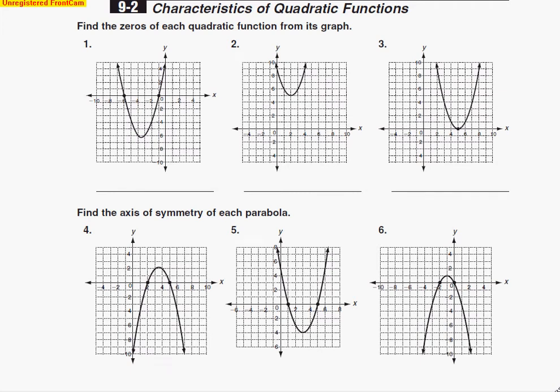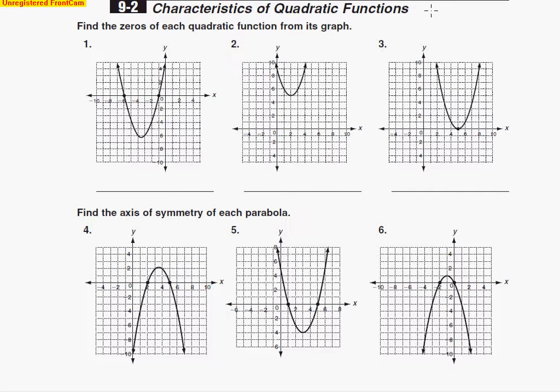This is the beginning of a two-part lesson on Chapter 9, Section 2, looking at the characteristics of a quadratic function. So let's take a look at what some of our directions will look like on tonight's homework. First one says find the zeros of each quadratic function from its graph. Well, we better figure out what these zeros are. So basically a zero is when we set y equal to 0.